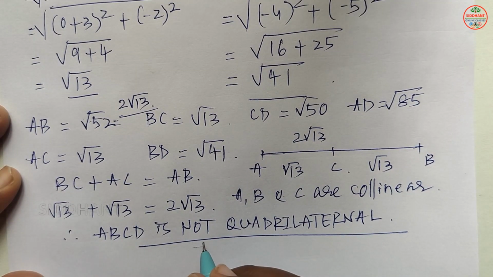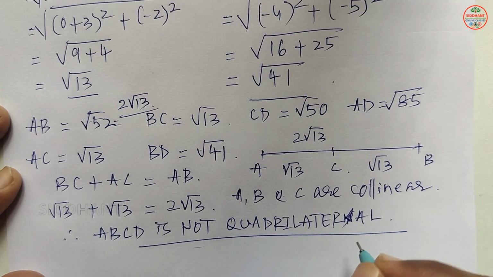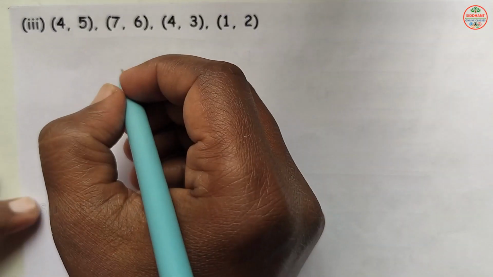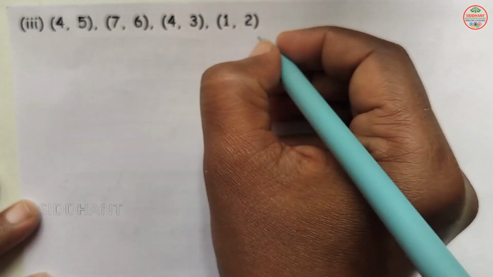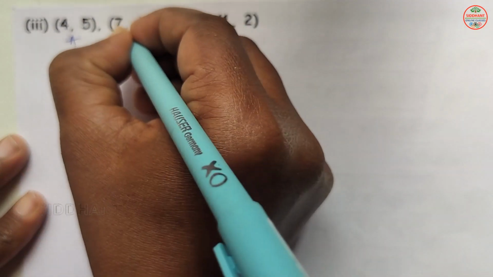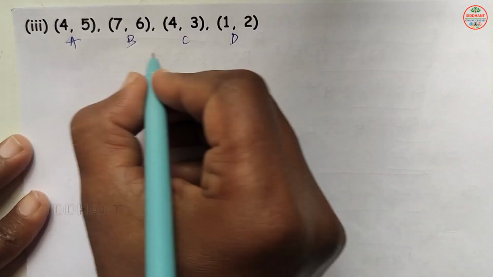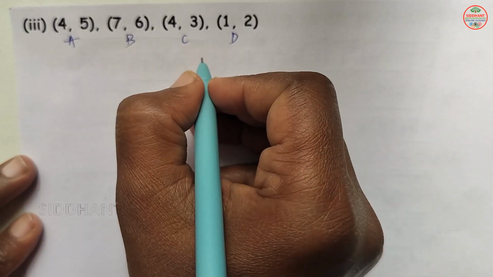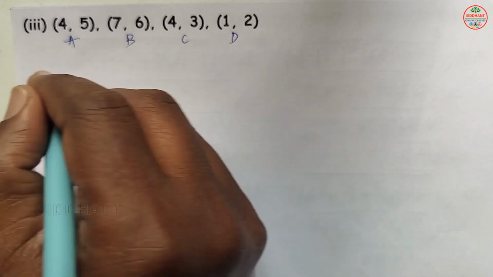Therefore ABCD is not a quadrilateral. Third one: 4, 5; 7, 6; 4, 3; 1, 2. Let it be A, here B, here C, here D here. First we are going to see the sides, then we are going to see the diagonals. After that, by seeing the values, we will go for the conclusion here.